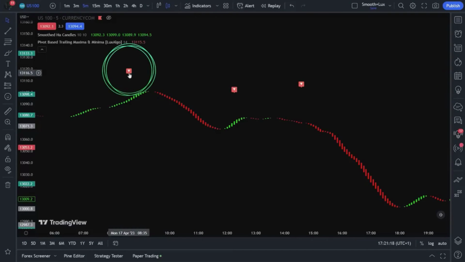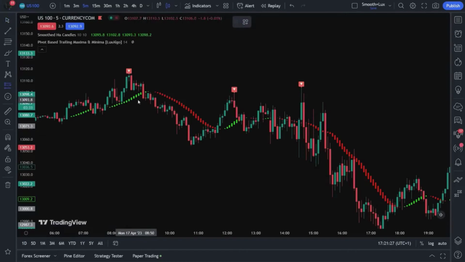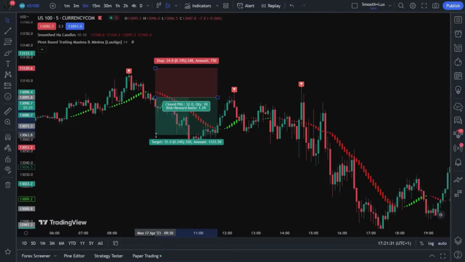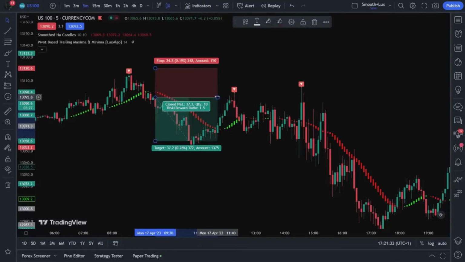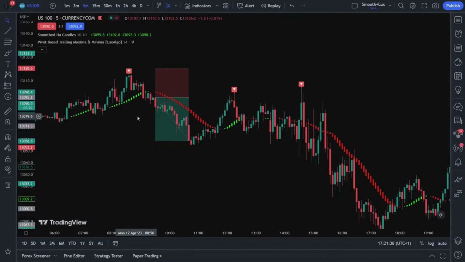Our pivot-based trailing indicator has provided a red signal, and our Heiken Ashi candles have turned red and are downtrending. So let's take a trade here. We set our stop loss at the recent pivot, and we are targeting a risk to reward of 1 to 1.5. Now that we have run through the strategy and how it works, I am going to backtest this and see what results we will get.